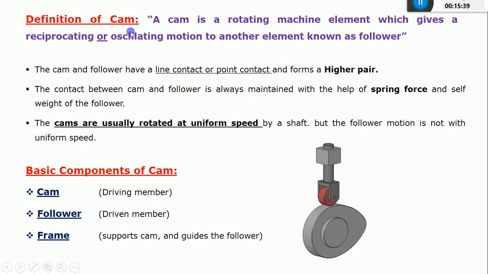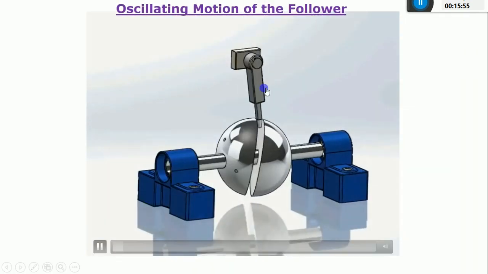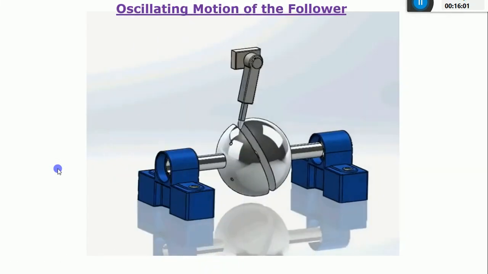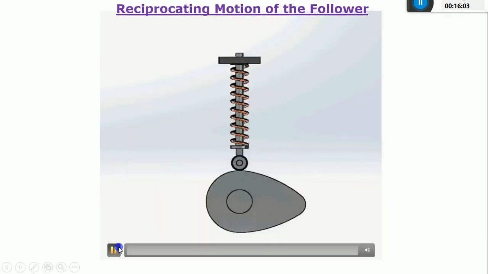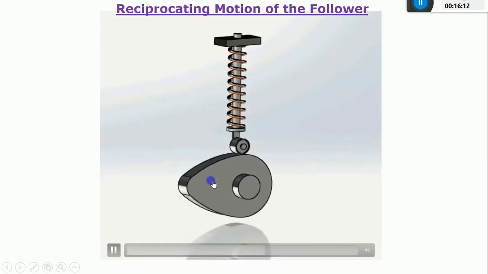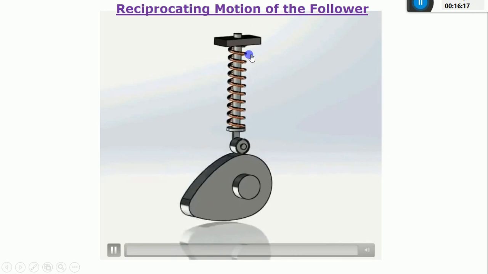The definition of cam is clear. So finally I can say that a cam is a rotating machine element which gives a reciprocating or oscillating motion to another element known as follower. As I said in the previous slide, the output motion may be of oscillating type, and the output motion may be reciprocating type. So that's why I said a cam is a rotating machine element which gives a reciprocating or oscillating motion to another element. This other element is nothing but a follower.